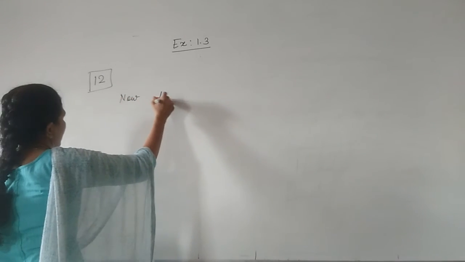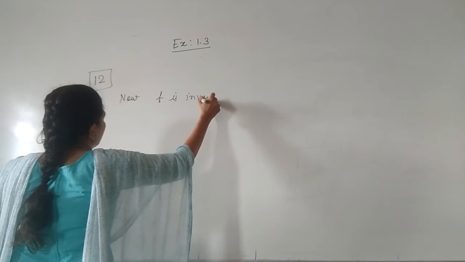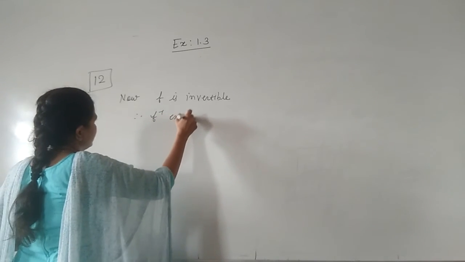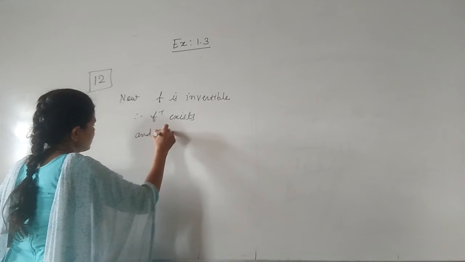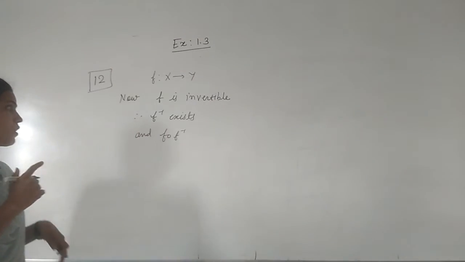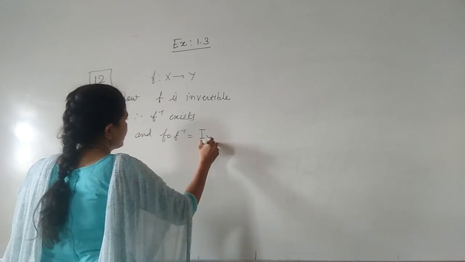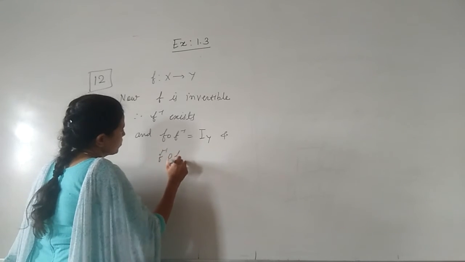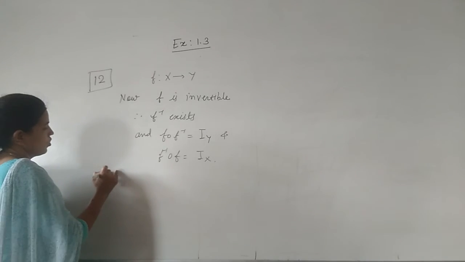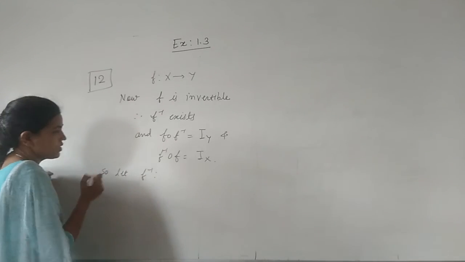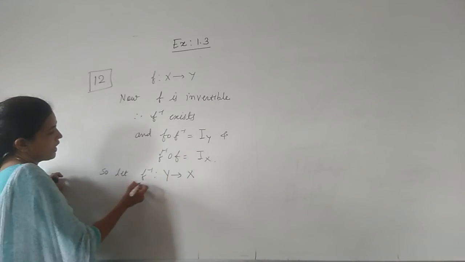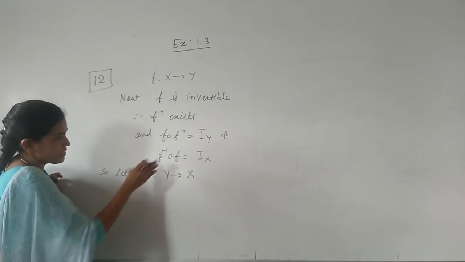Now F is invertible, therefore F inverse exists. Let F be a function from X to Y. Then F composition F inverse is equal to identity on Y, and F inverse composition F is equal to identity on X. Okay, so let F inverse be the function from where to where? Y to X.